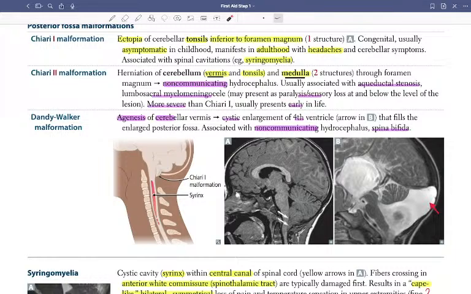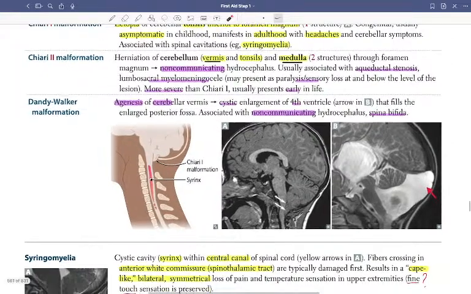Chiari 2 is more severe and presents early. Chiari 1 manifests in adults, and Chiari 2 manifests in children earlier because it's more severe. Obviously, with two structures involved, Chiari 2 is going to be more severe, while Chiari 1 is going to be in the adults.